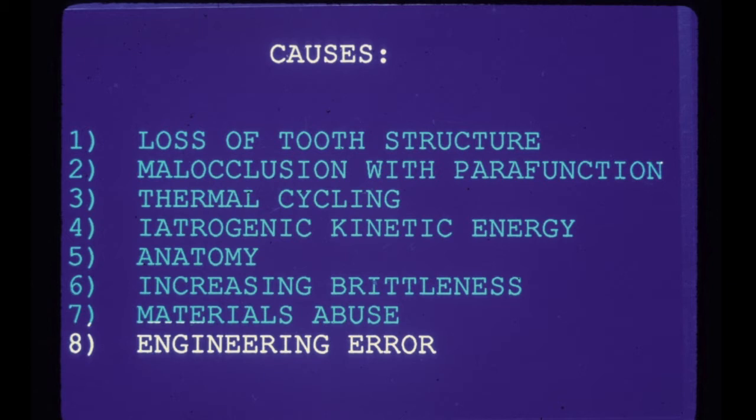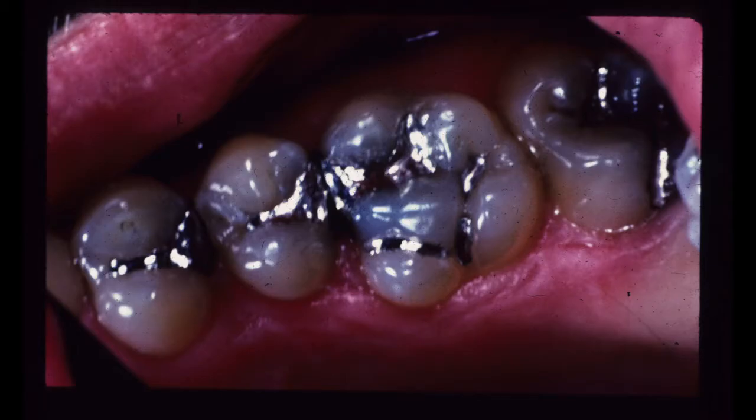Engineering error as embodied in poor preparation design is a big contributor. Miles Markley in Denver taught minimum prep design for amalgams starting in the 1940s. This is a photograph of Dr. Markley's amalgams which he placed in 1947 when he was crusading for more conservative cavity design. So 69 years ago, conservation of tooth structure was recognized as important.